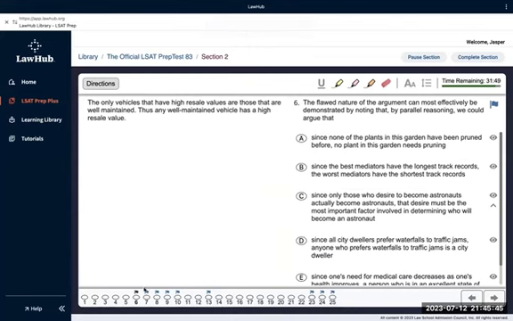I've flagged down here the questions that I'm going to review. So if there are any questions outside of this range that you're interested in getting explanations for, just let me know. All right. So I start by reading the question stem.